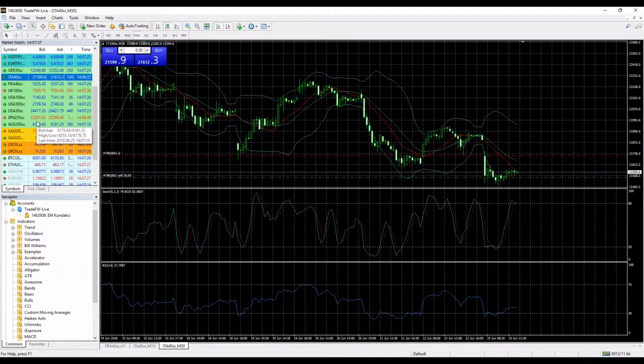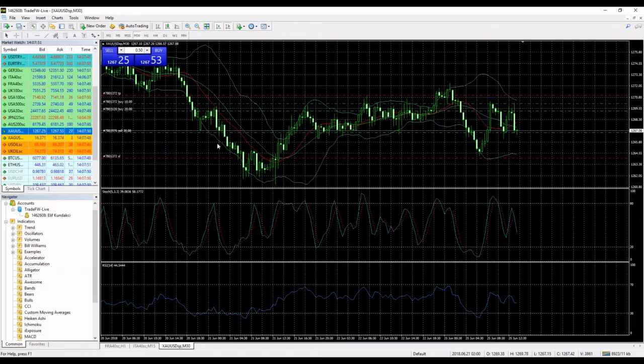Italy 40, as I said, will start now a downtrend. We are short on Italy 40 since this morning, and now it will start its downtrend, and we see how we will react on it and close our positions. Gold had a very, very strong drop, and now it's struggling.